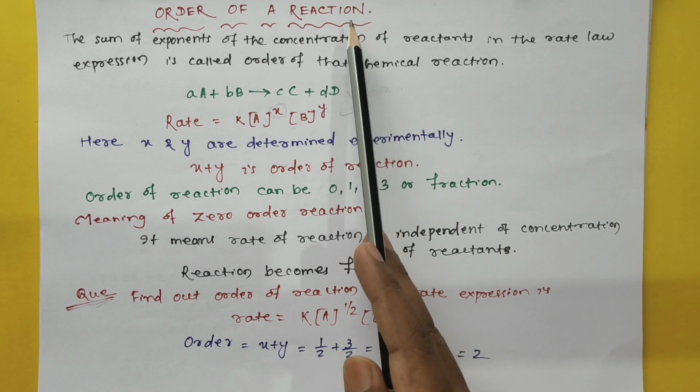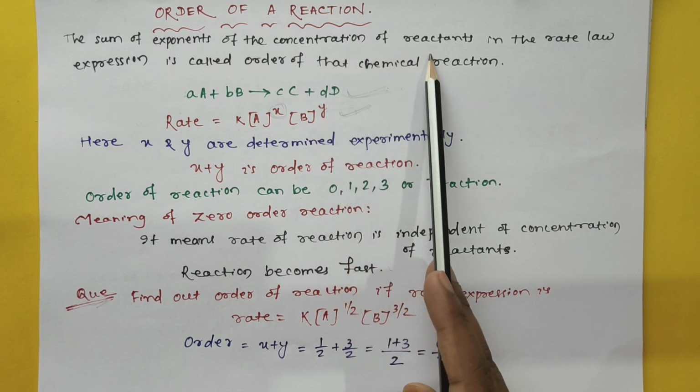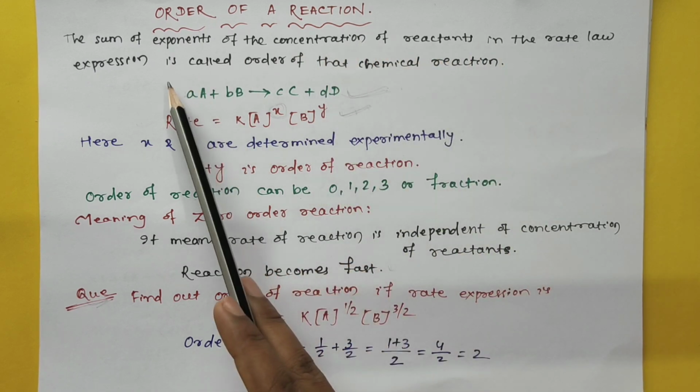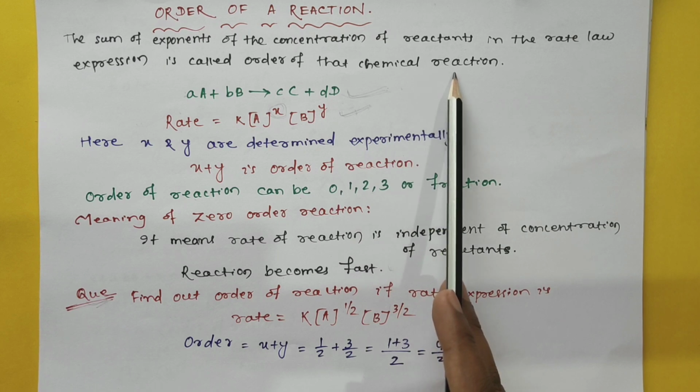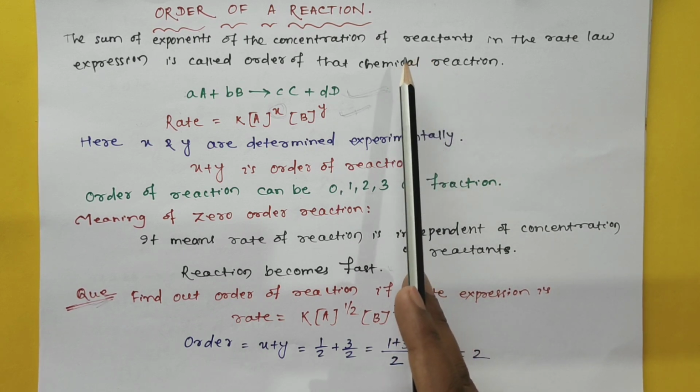Let's go to the definition. The sum of exponents of a concentration of reactants in the rate law expression is called order of that chemical reaction. So what is the meaning of this statement?